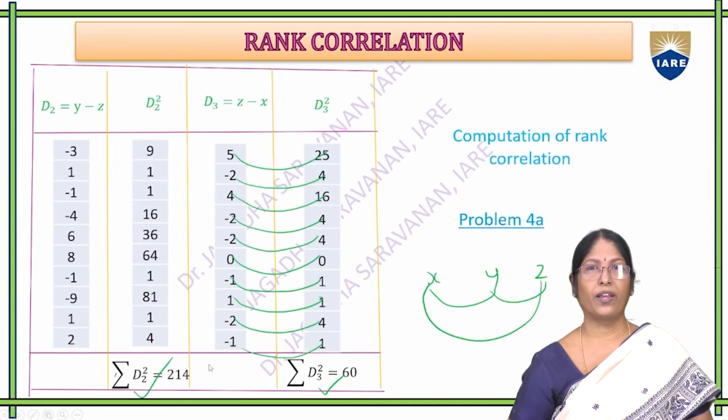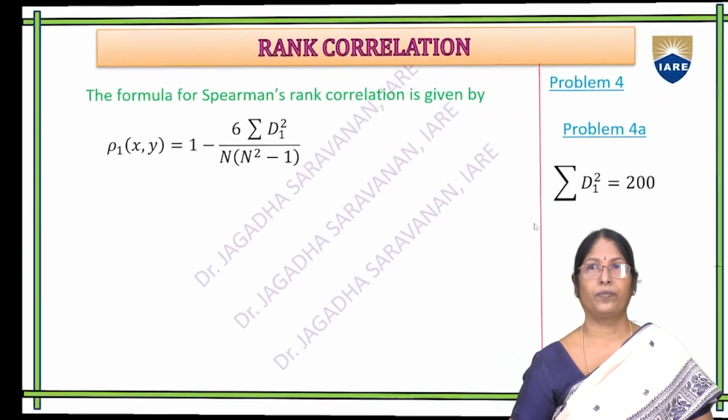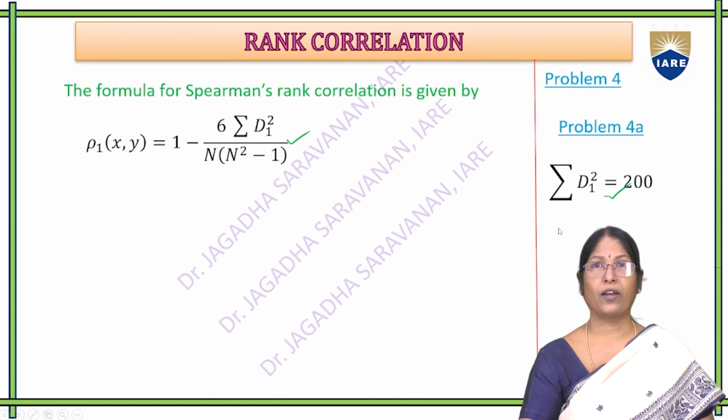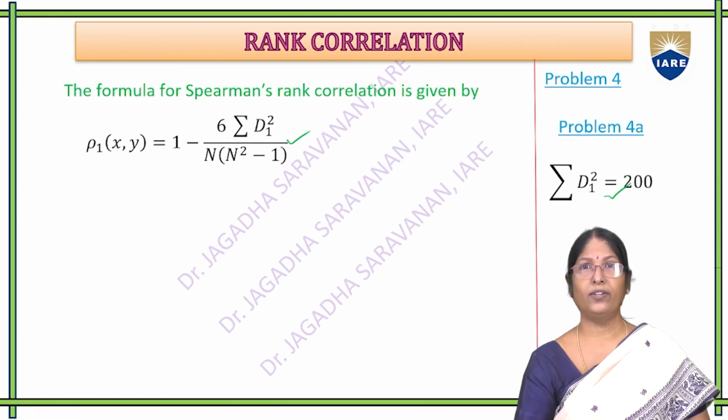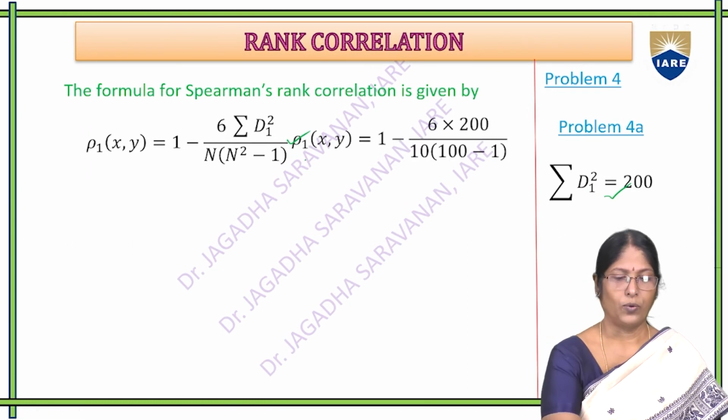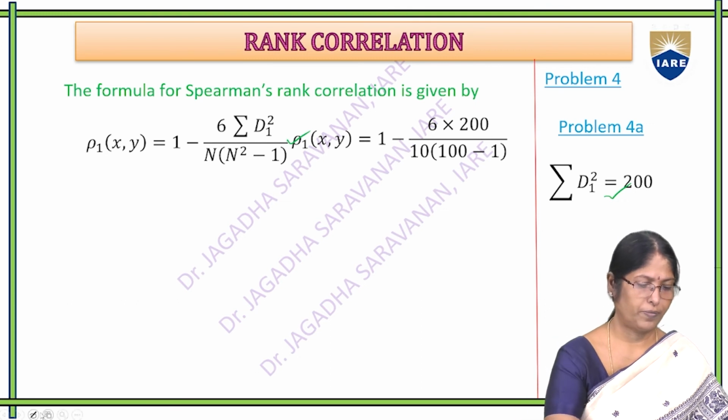Here we can see it very clearly. Summation D2 square we obtained 214. Summation D3 square we obtained 60. Yes, we came back to the current slide. So here we can see it.